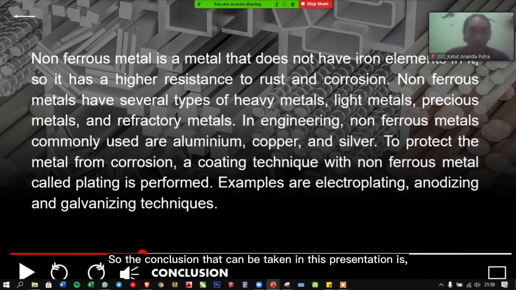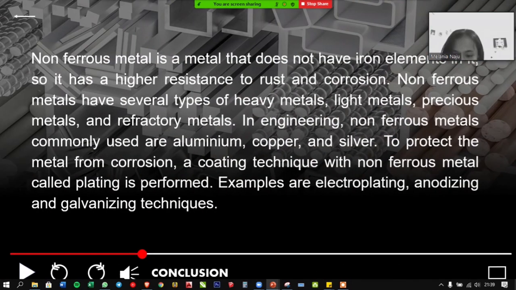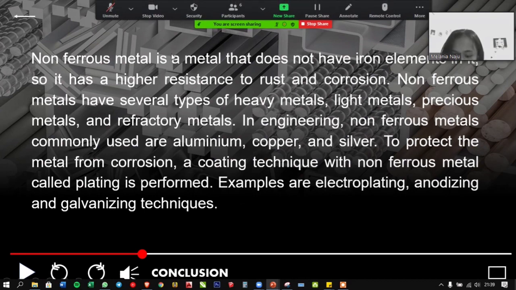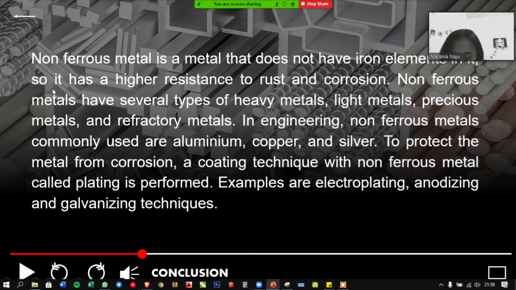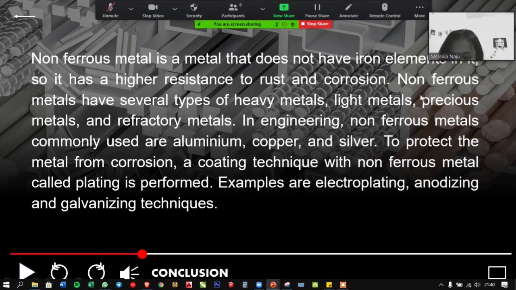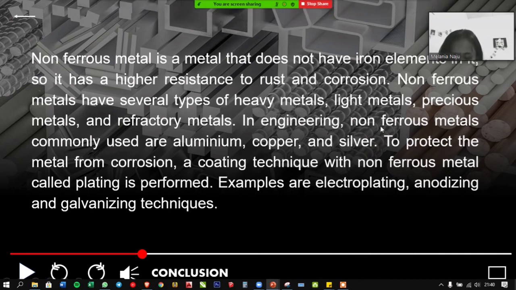So the conclusion that can be taken in this presentation is that non-ferrous metal is a metal that does not have iron elements in it, so it has a higher resistance to rust and corrosion. Non-ferrous metals have several types: heavy metals, light metals, precious metals, and refractory metals. In engineering, non-ferrous metals commonly used are aluminum, copper, and silver. To protect the metal from corrosion, a coating technique with non-ferrous metal called plating is performed. Examples are electroplating, anodizing, and galvanizing techniques.